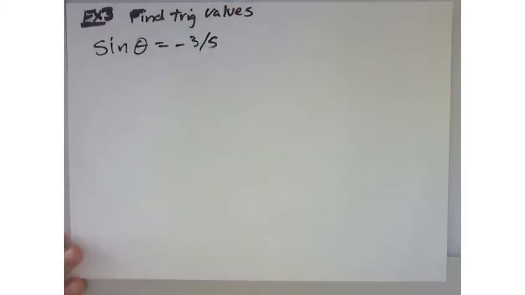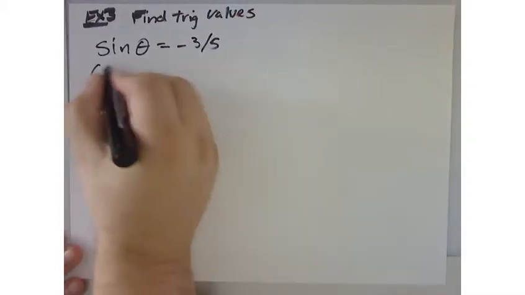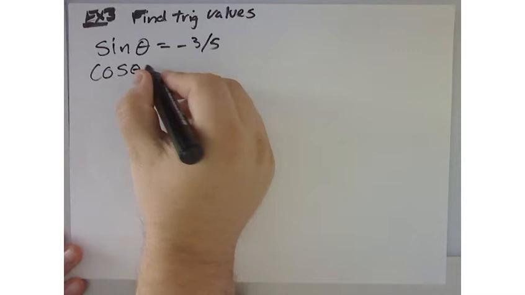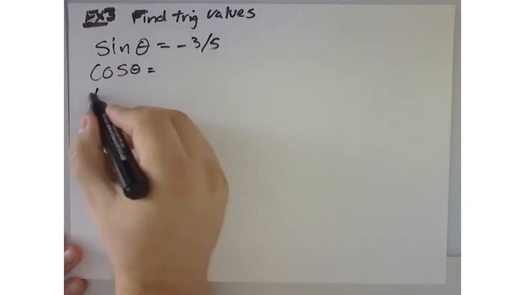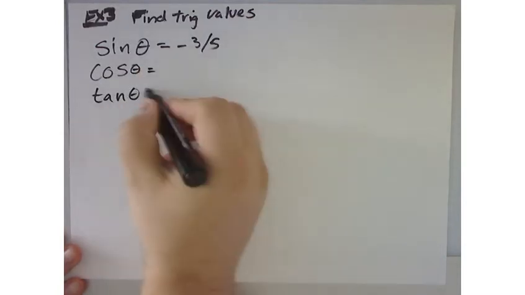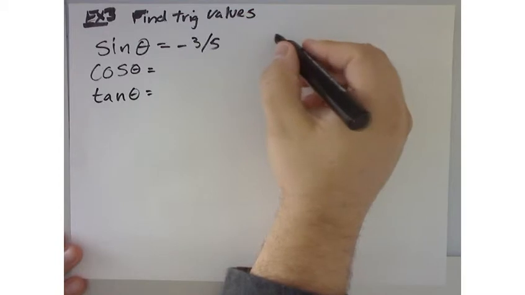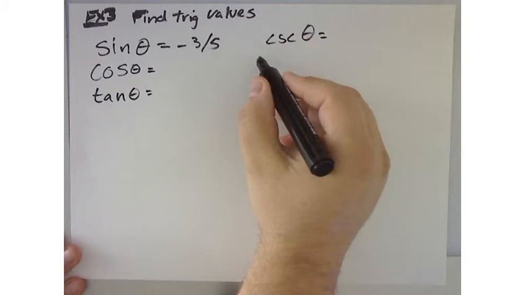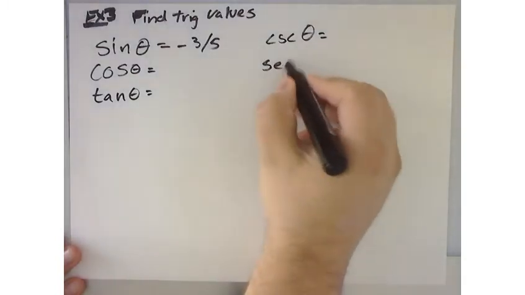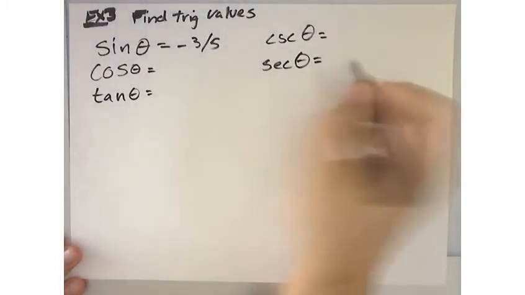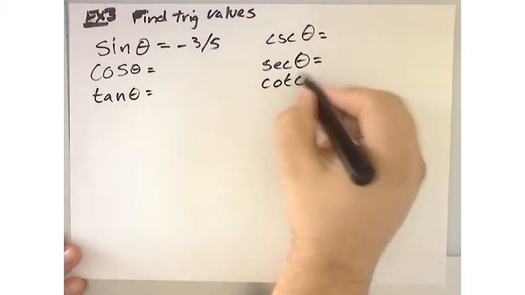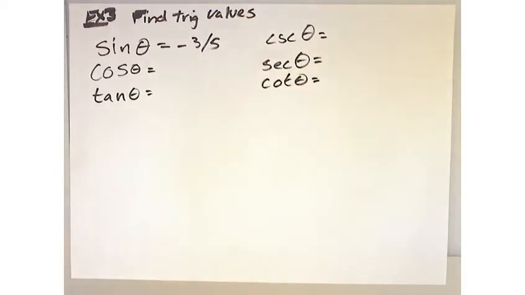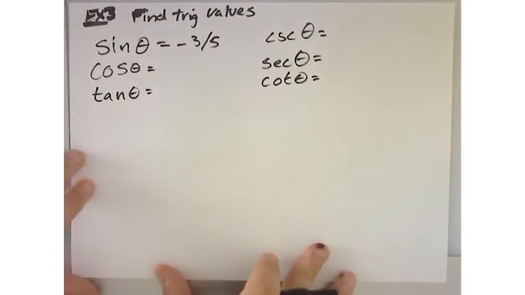All right, so there are 6 trig values, right? There's cosine of theta, there's tangent of theta, and then there are reciprocals. The reciprocal of sine is cosecant. The reciprocal of cosine is secant. And then cotangent is the reciprocal of tangent. Okay. And so what we want to do is focus on the Cartesian plane.